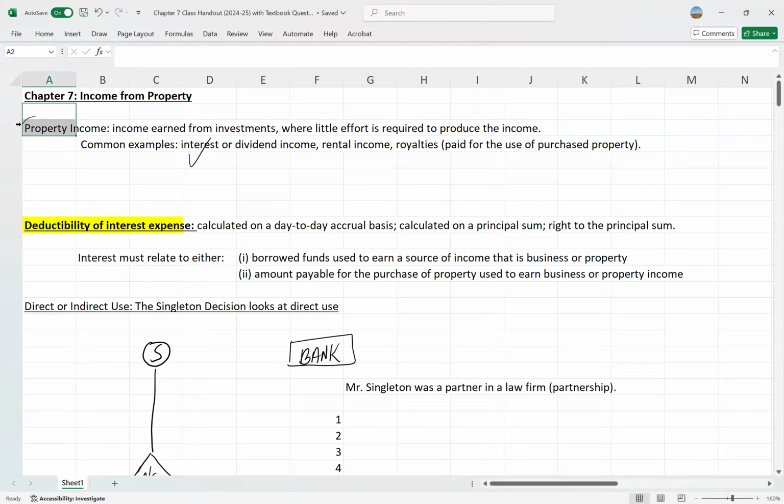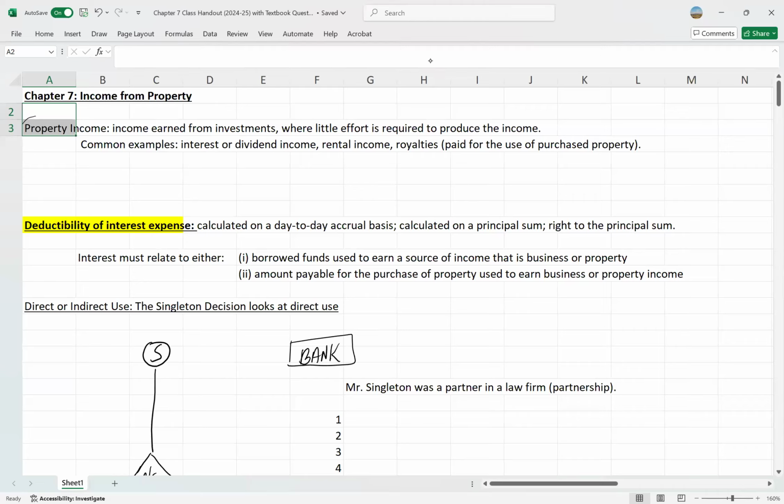You buy a term deposit, you earn interest income, you don't have to exert much effort to earn that income. Dividend income, you buy shares in one of the banks, you get paid dividends, you don't have to exert a lot of effort to earn the dividend income. Rental income, you buy rental property, same with royalties. You don't need to exert a lot of effort to earn those types of income. So we're going to sort of focus on property income later.